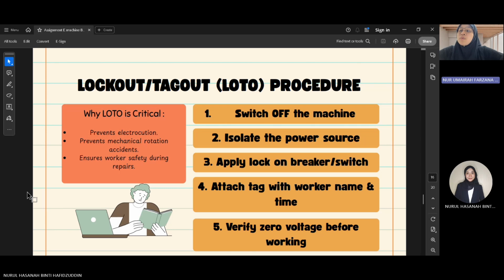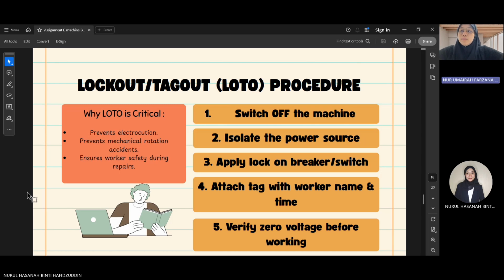The procedure involves switching off the machine, isolating the power source, applying a lock, attaching a tag, and verifying zero voltage. This procedure prevents accidental startup and protects workers from electrocution or mechanical injury.